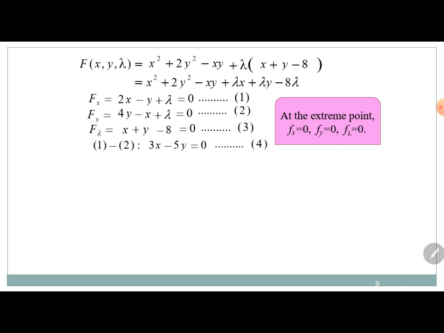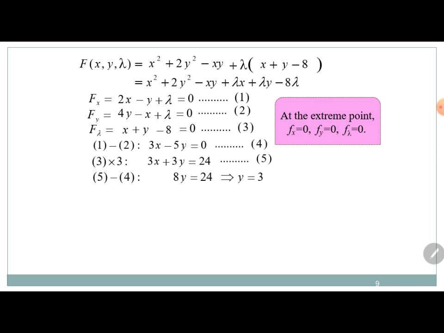So we can solve the 3rd and 4th equation. So because the coefficient for each variable is not the same, if we want to eliminate x, then we can multiply equation 3 with 3. So we get 3x plus 3y minus 24. So rearrange, we get 3x plus 3y equal to 24. So this is the 5th equation. So solve for equation 4 and 5. So we can do 4 minus 5 or 5 minus 4. So if 5 minus 4, 3x minus 3x is 0. 3y minus negative 5y is 8y. And then 24 minus 0 is 24. So y directly equal to 3.